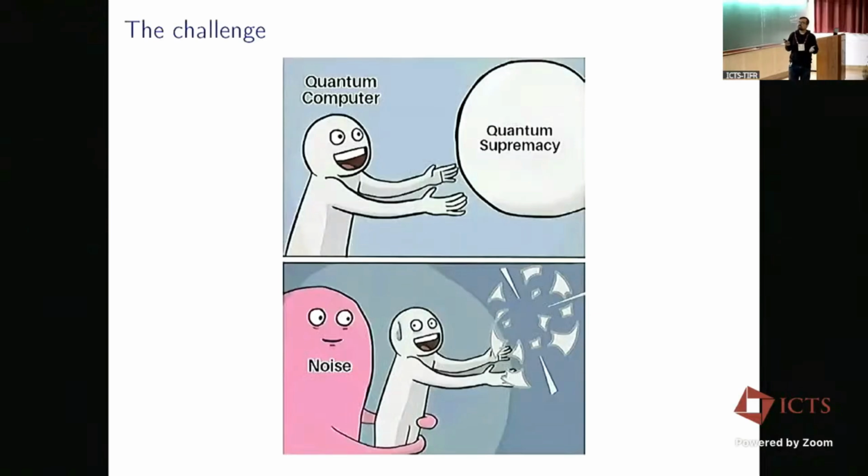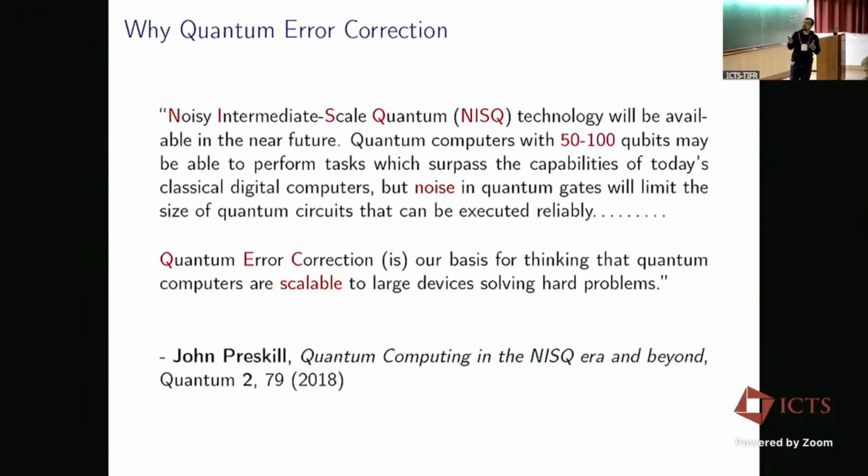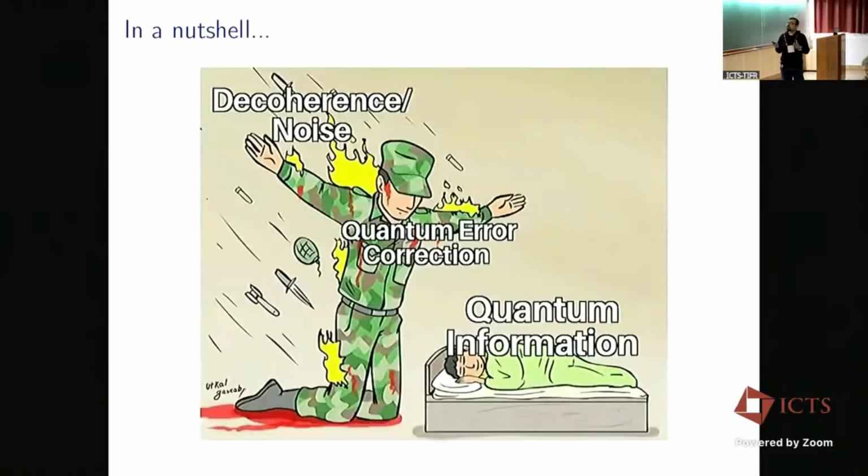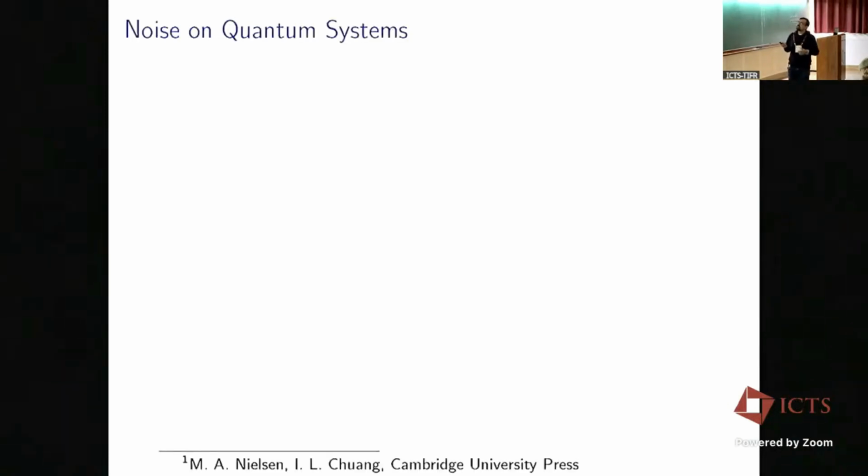So, as we all know, the biggest challenge in building a scalable quantum computer to achieve quantum supremacy is noise. So that's why we need quantum error correction. If we just quote Preskill, quantum error correction is our basis for thinking quantum computers are scalable to large devices solving hard problems. So in a nutshell, we need quantum error correction to protect quantum information from this decoherence or noise. So what is noise?